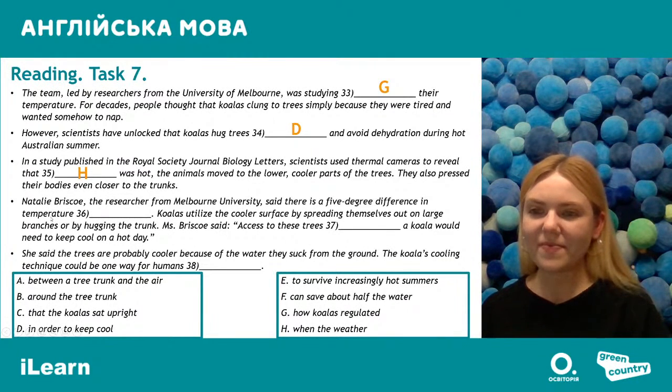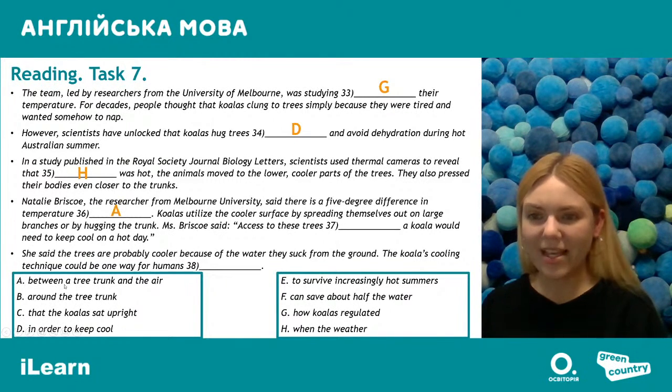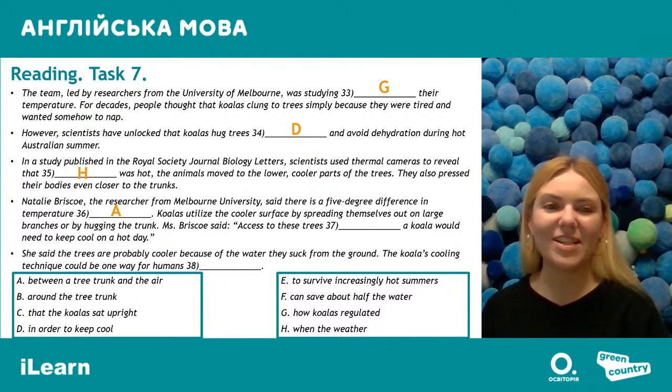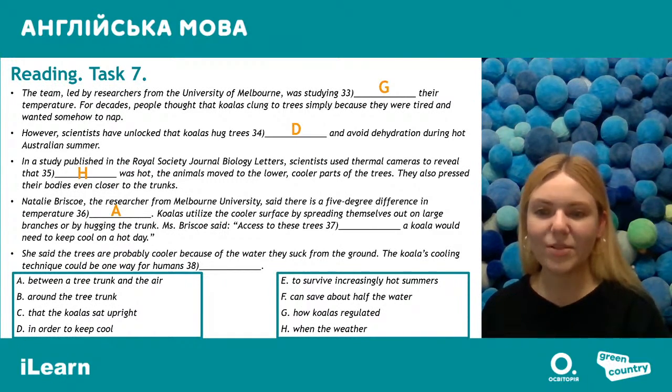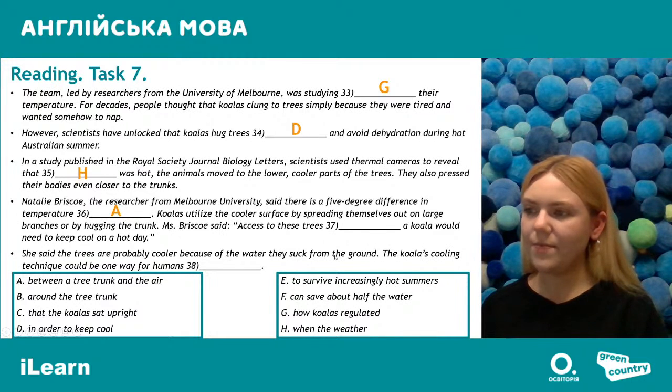Then, number 36. So we said that we need to have some information about the place, so where there is this difference in temperature, and that is A, between a tree trunk and the air. Good. 37.